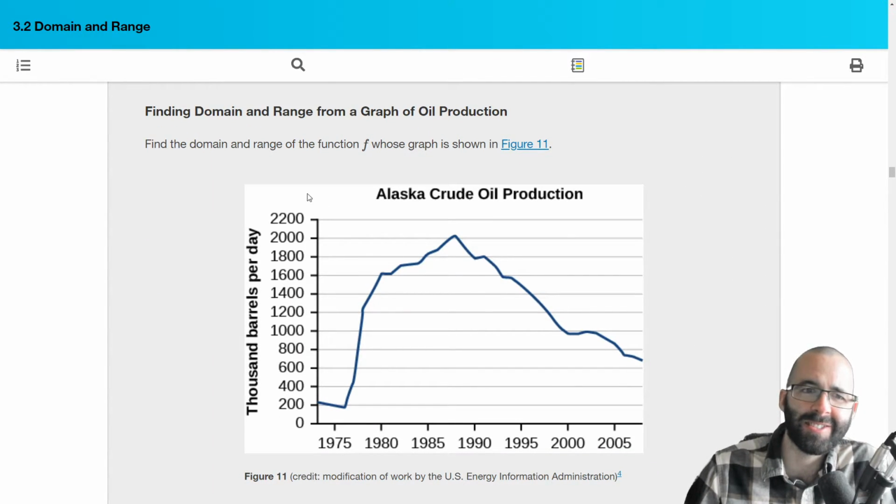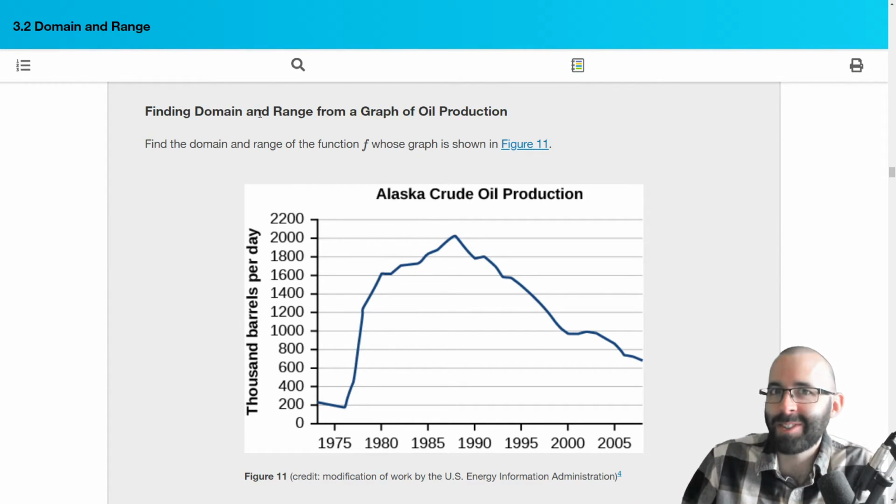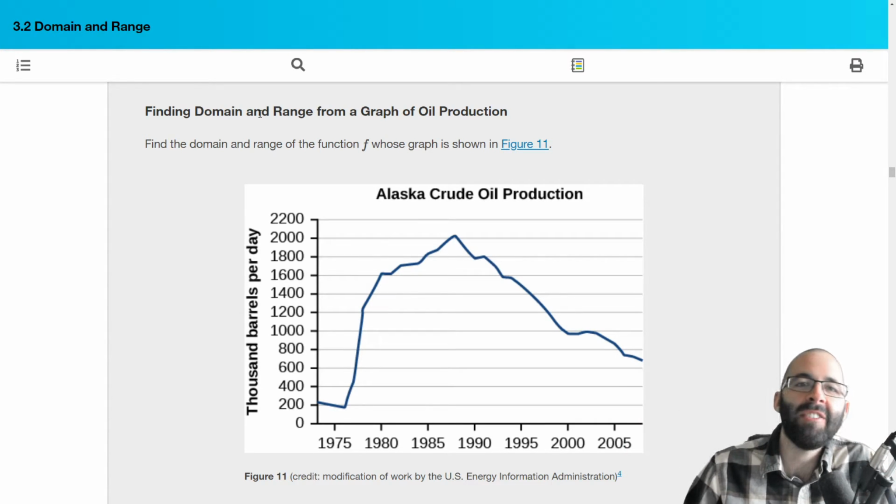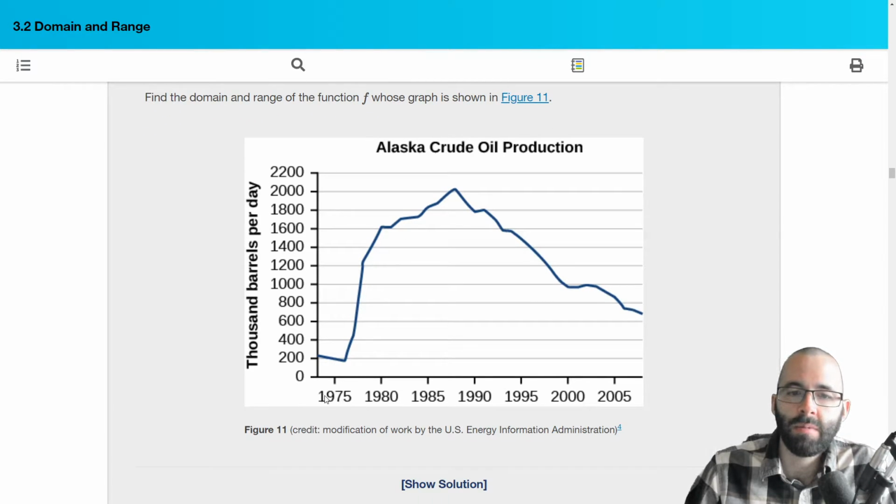Oh, this one looks interesting. And that's mock surprise. I'm not seeing this for the first time right now. I'm reacting how you may react. So find the domain and range from this graph that models oil production, okay? With the year as the x-axis and the actual thousands of barrels produced per day as the y-axis.